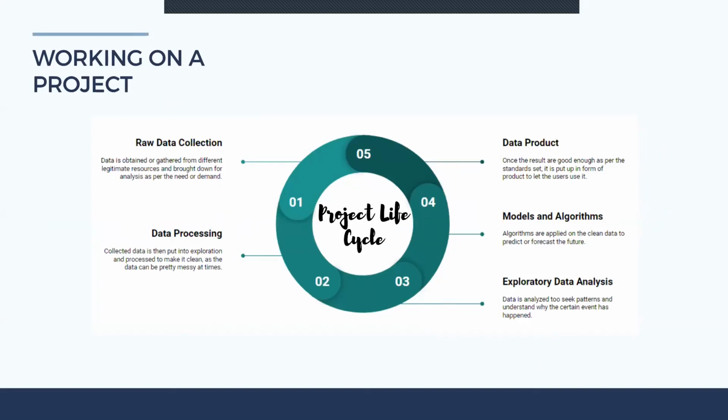Number three, exploratory data analysis, EDA. Data is analyzed to seek patterns and understand why a certain event has happened. Number four, models and algorithms. Algorithms are applied on clean data to predict and forecast the future. Number five, data products. Once the results obtained are good enough as per the standard set, they are put in the form of a product for the users to use.